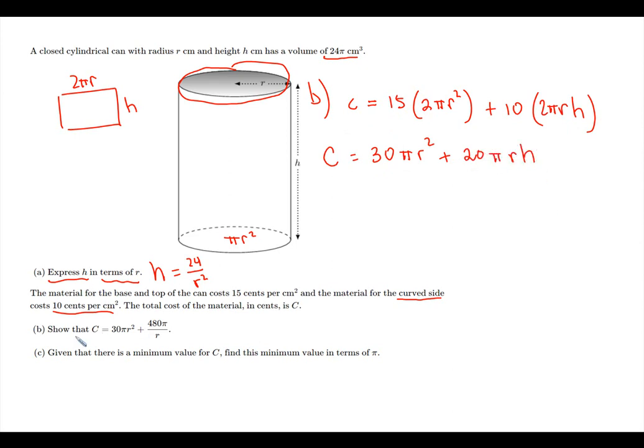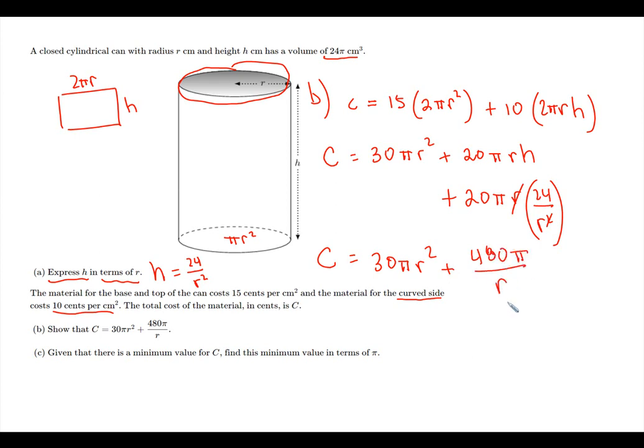Now you notice in what we're trying to show, there's no h. That's why they had you solve for h in part A, because we're going to substitute the h into here and further simplify. We end up with 20 pi r, and h is 24 over r squared. Simplifying, this r cancels with one of these r's, and multiplying we get 480 pi over r, which is what we're trying to show.